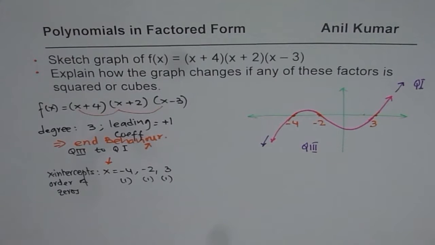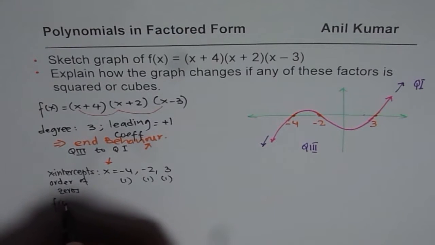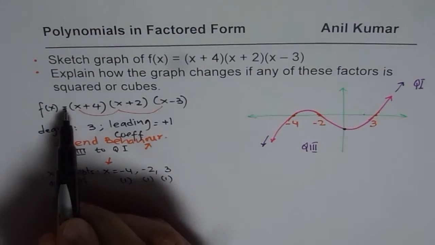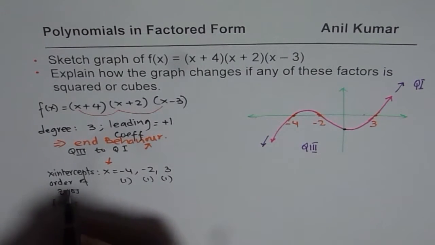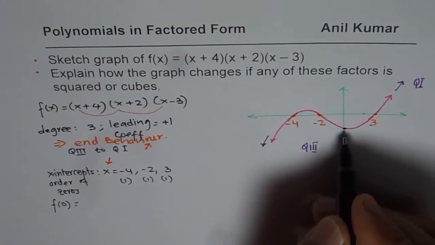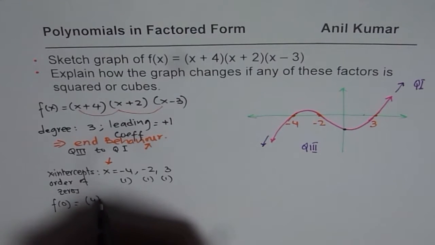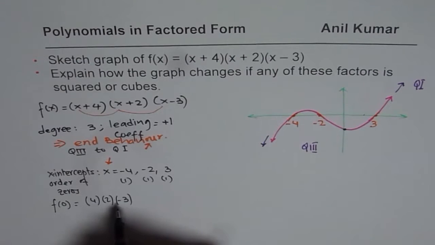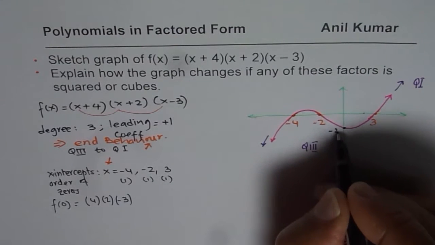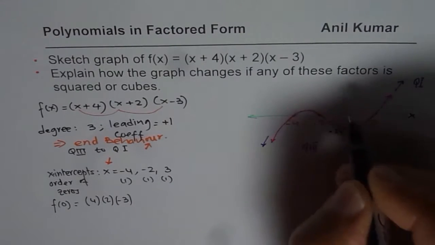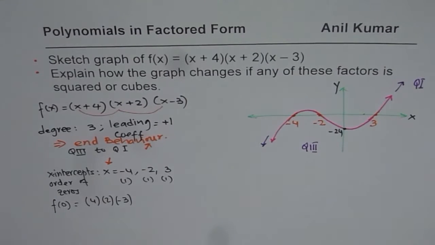One more thing which is important is to find the y-intercept. This will be treated as a family with a here. Now we know a is 1. In that case, let's find the y-intercept. Substitute x equals 0. So we get 4 times 2 times minus 3. So 4 times 2 is 8, 8 times 3 is 24 with a minus sign. So minus 24. That is also a check for you that your graph is actually correct.